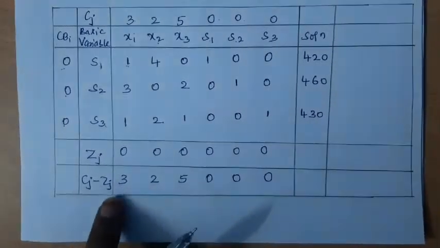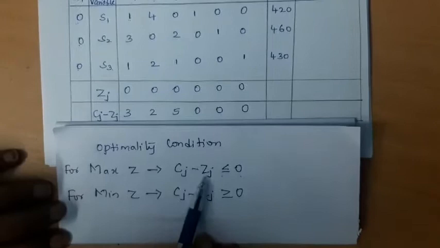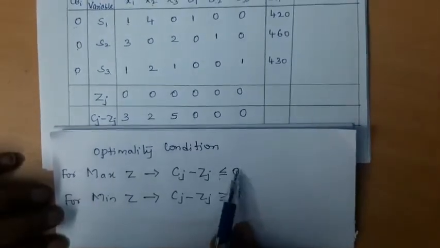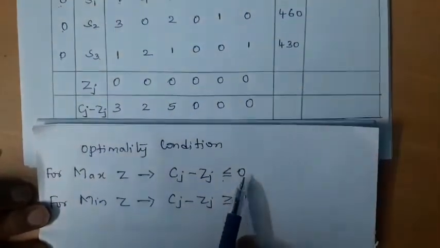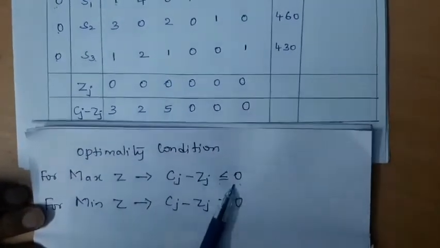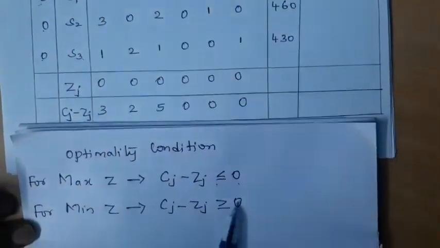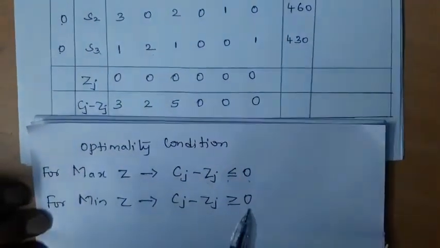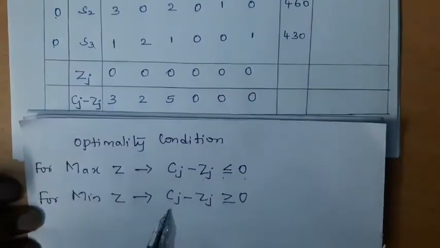not with the Cj minus Zj value. So this is the optimality condition. So for maximization problem, the Cj minus Zj value should be less than equal to 0. That means the value should be either negative or 0, but not greater than 0. Then we have reached the optimality condition. That means we have got our optimum solution. Okay, for minimization problem, the Cj minus Zj should be greater than equal to 0. That means the value should be positive value or 0. Then we have reached the optimum solution.